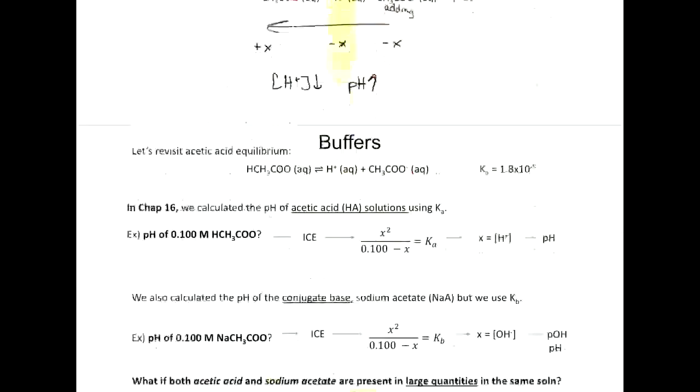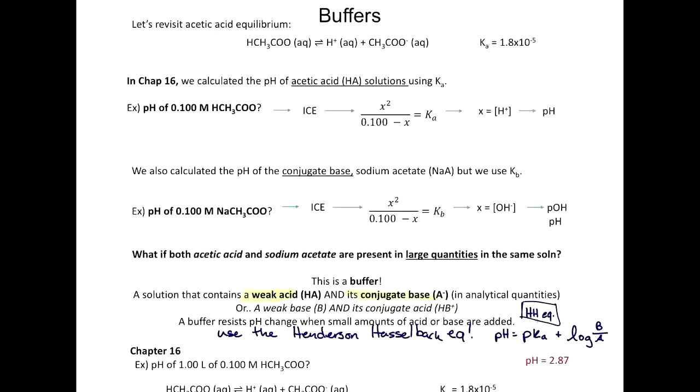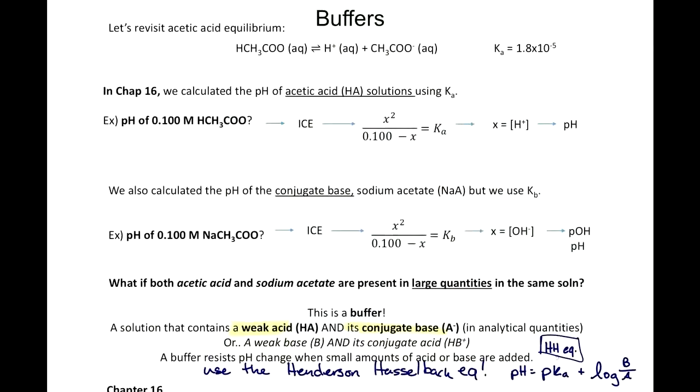Okay, so this is putting everything together. So I mentioned that in chapter 16, we put just a weak acid in solution and calculated the pH. We put just a weak base into solution and calculated the pH. But now we're going to talk about buffers. A buffer is when both the acid and its conjugate base are present in large quantities in the same solution, right? So let's just review a little bit.